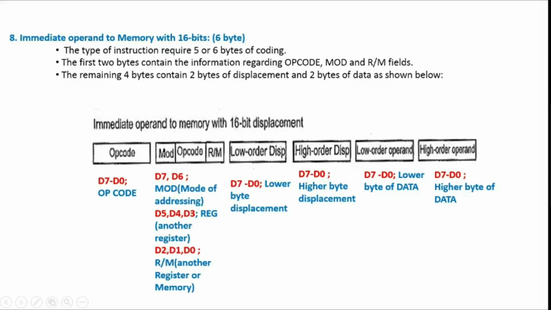So this type of instruction might require 5 or 6 bytes of coding. The first 2 bytes contain the information regarding the opcode, MOD and R/M field, and the remaining 4 bytes, 1, 2, 3, 4 bytes, will have 2 bytes of displacement and 2 bytes of data in it. So these are the various types of instruction formats we have in 8086.